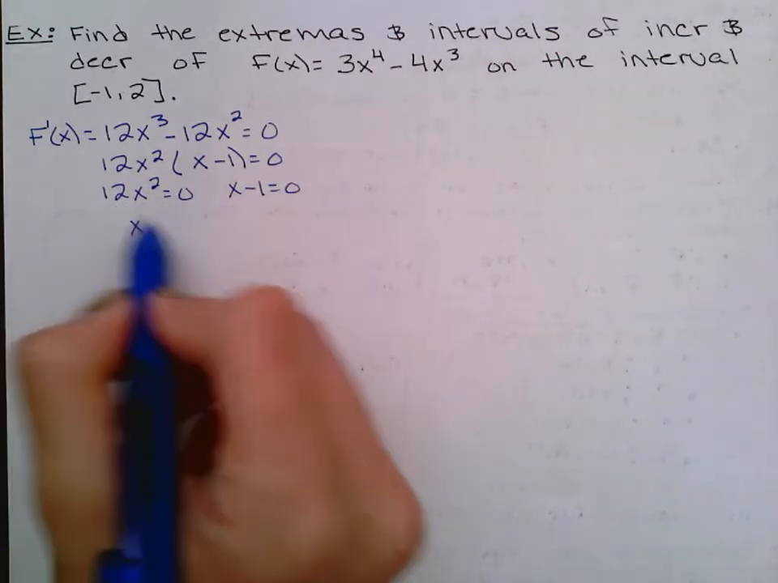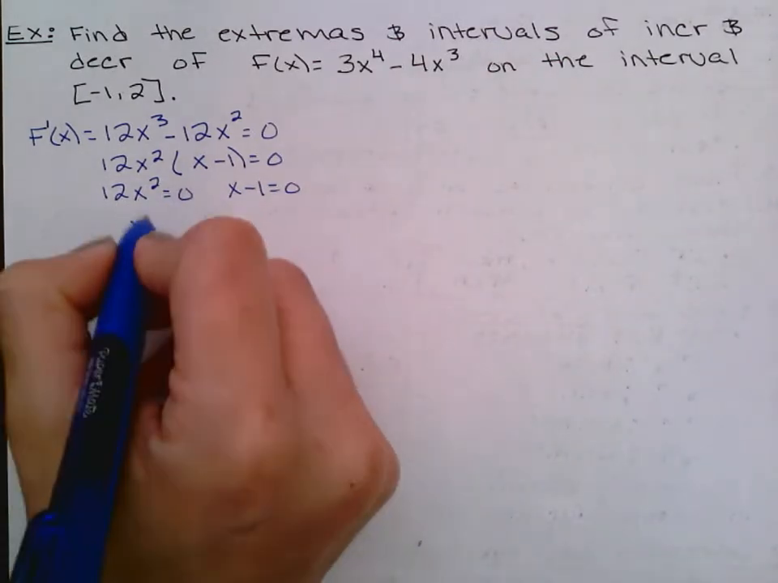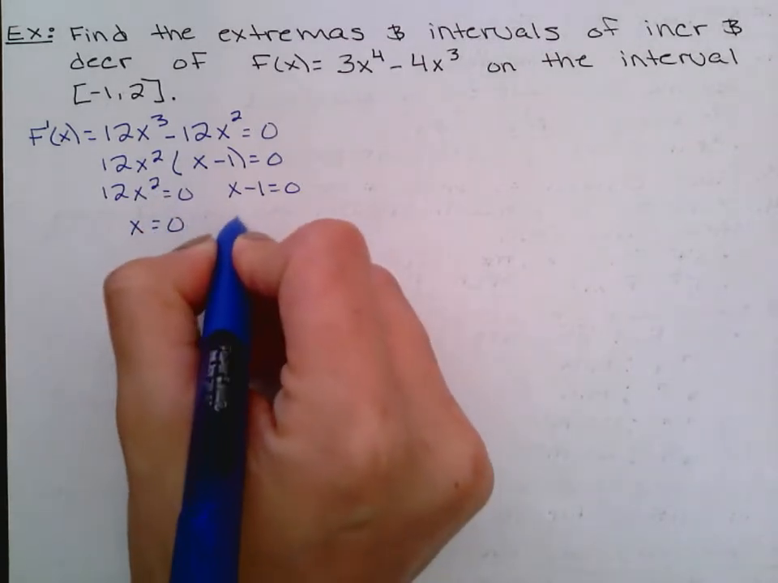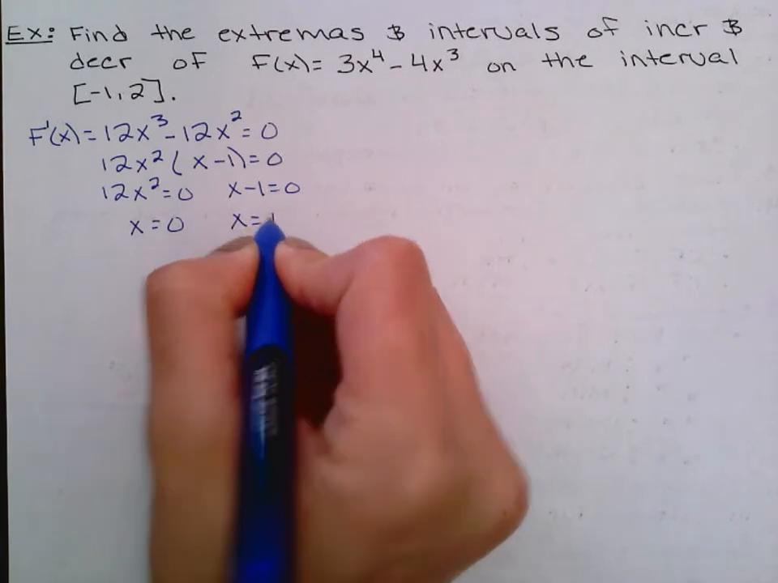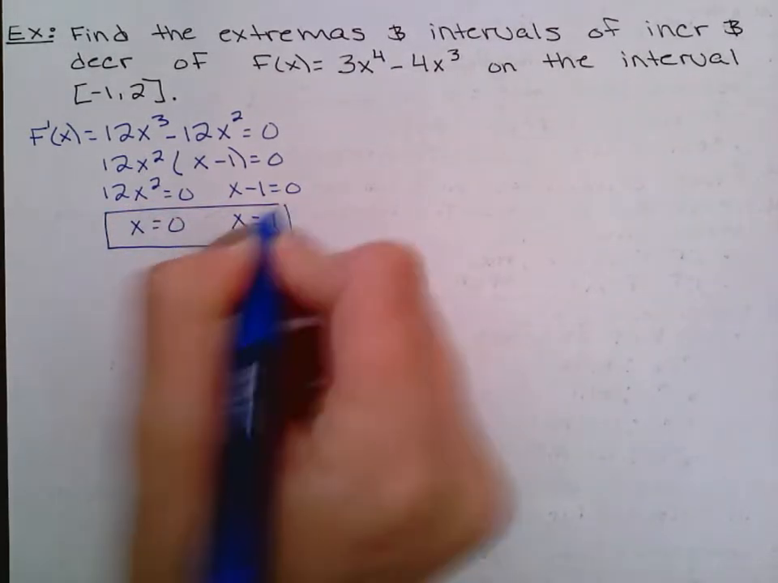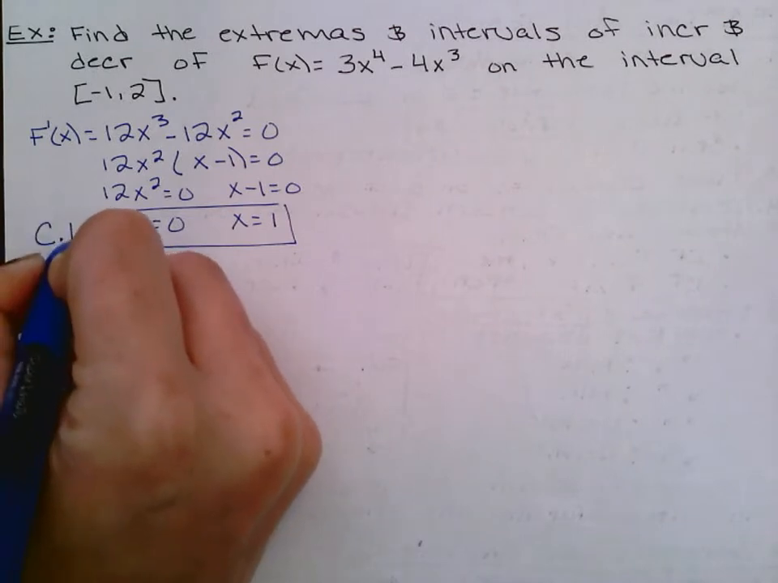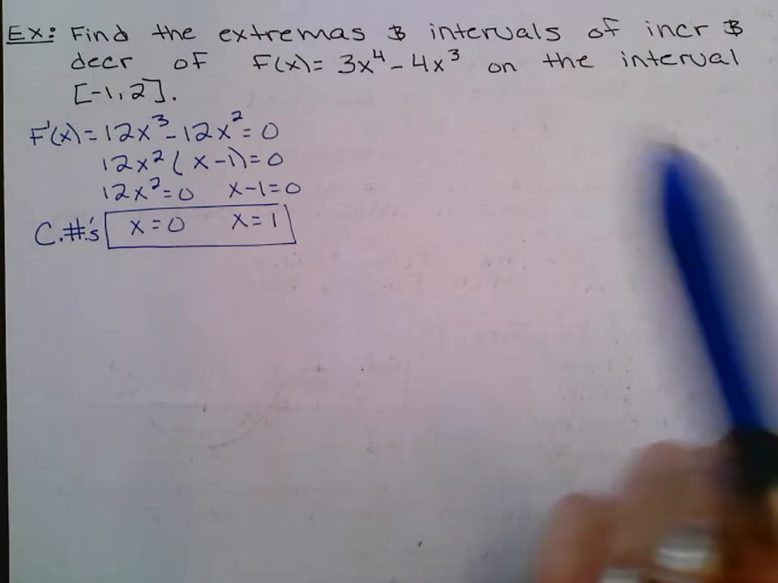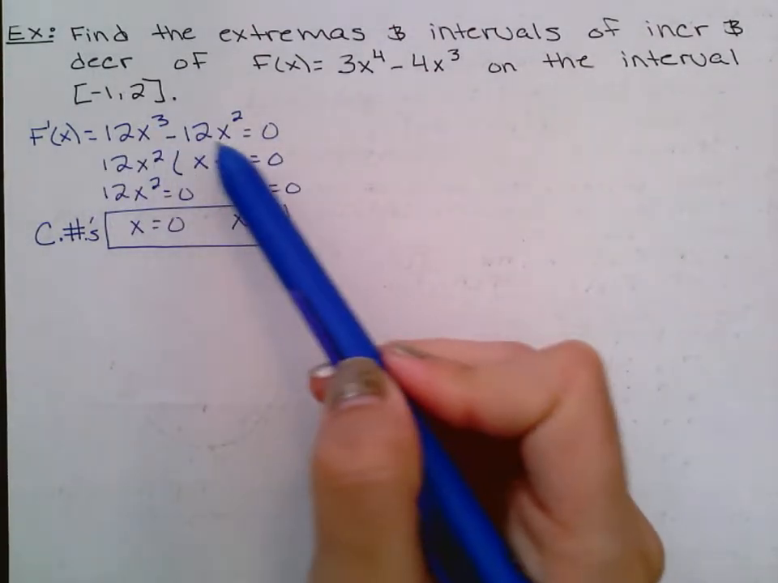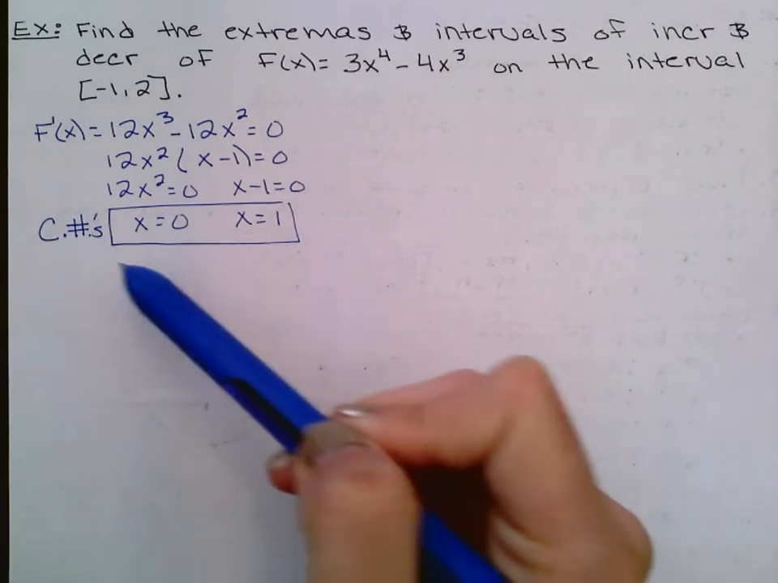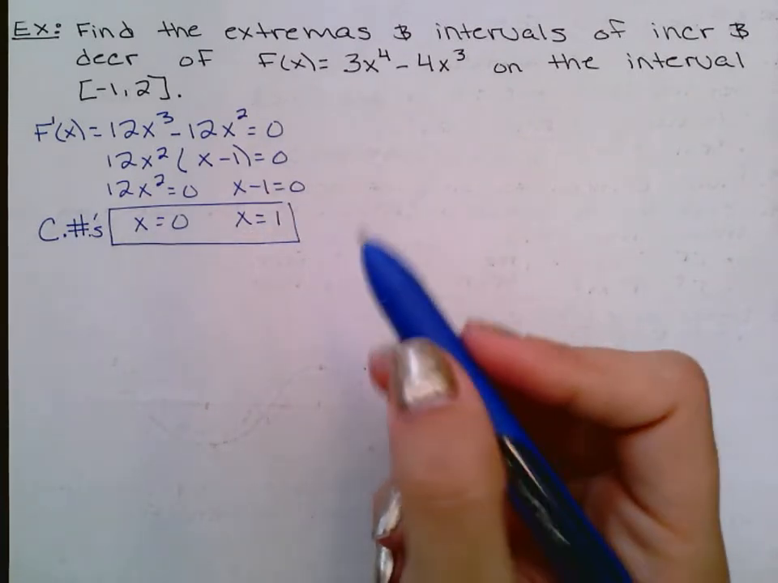So here I divide by 12. 0 divided by 12 is still 0. And then the square root of 0 is still 0. Here I add the 1 over. These right here are going to be my critical numbers. Okay? So I did step 1, which was to find the derivative. Step 2 was to set it equal to 0 and solve for the x values. I found my critical numbers.